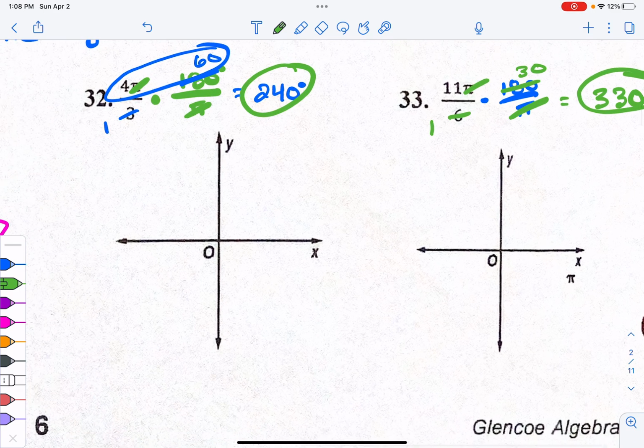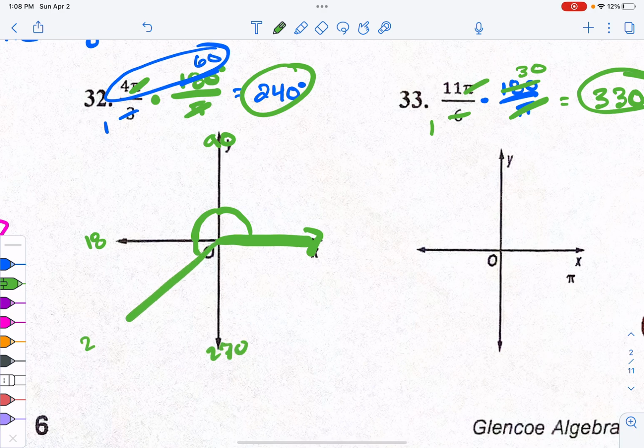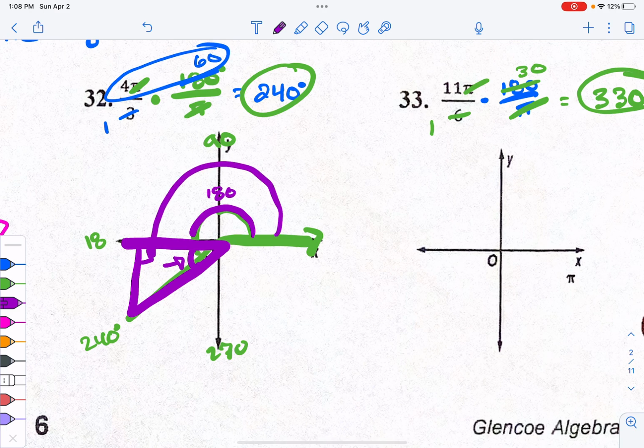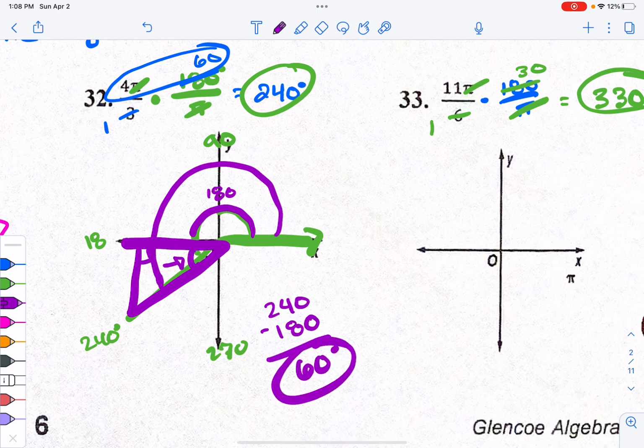Okay, let's graph them quick. Starting here, this is 90. This is 180. 270 would be down here, so I don't want to go quite to 270. I want to go 240. 240 is here. And again, we're looking for this angle right here, whatever that angle is. Okay, from here to here is 180, and from here all the way over is 240. So if I subtract those two, that will tell me what my bow tie angle is, which is 60 degrees. That's the reference angle, okay?